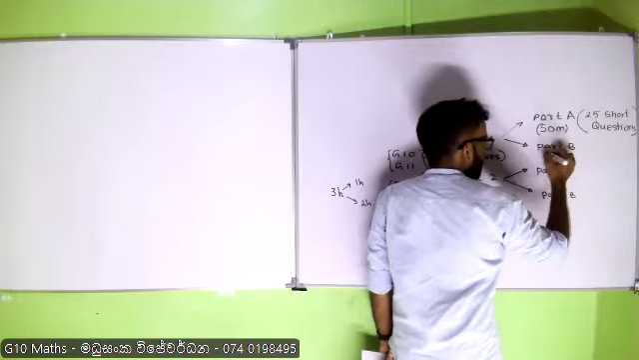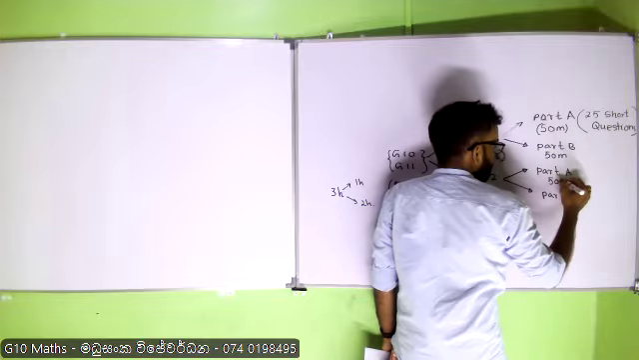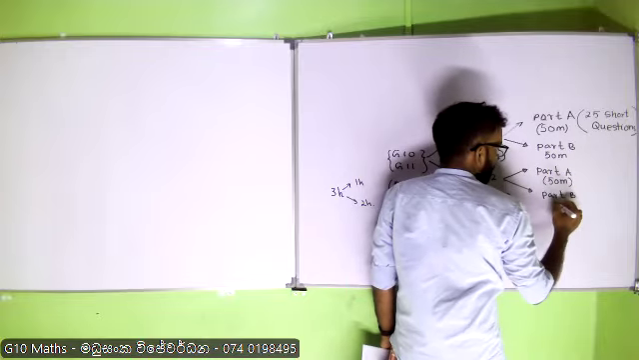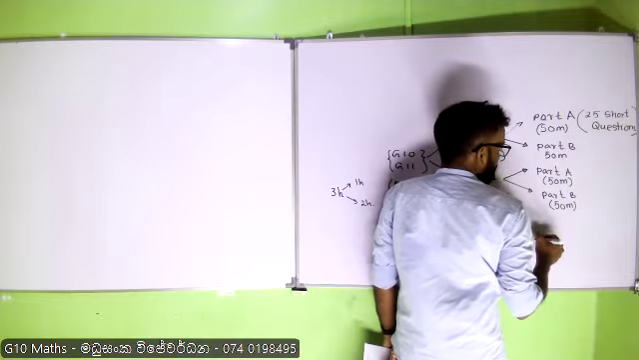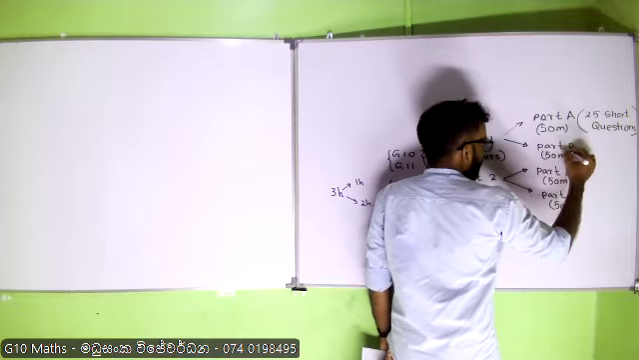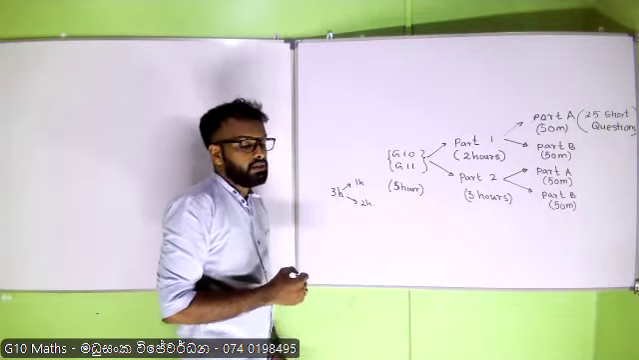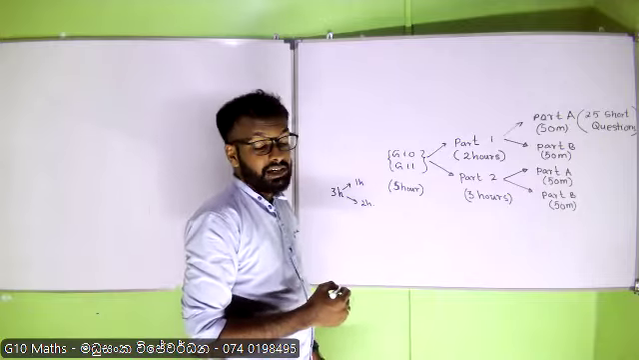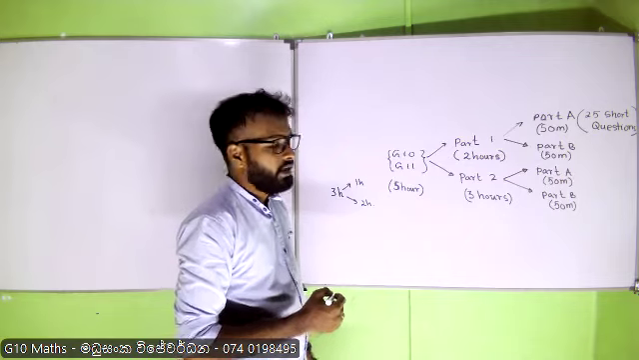50 marks, and 50 marks for this one, and 50 marks for this one, and 50 marks for this one. Altogether you are having 200, then we take the final result by dividing it by 2, out of 200, you are getting that.